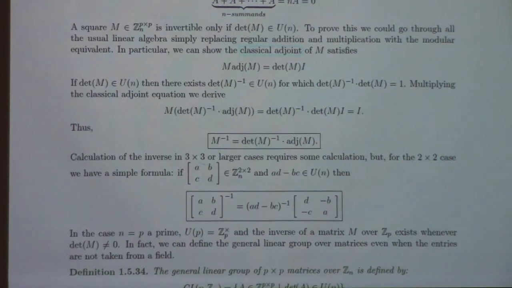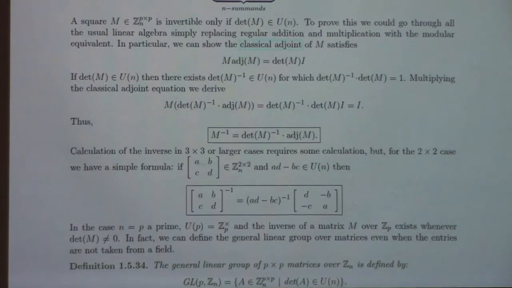So here's a 2x2 formula. To calculate the inverse of ABCD mod n, you do the multiplicative inverse of AD minus BC, and then you flip the diagonals, and you put minuses on the off diagonal, just like we did before, except we don't have 1 over AD minus BC, we have multiplied by the multiplicative inverse, right?